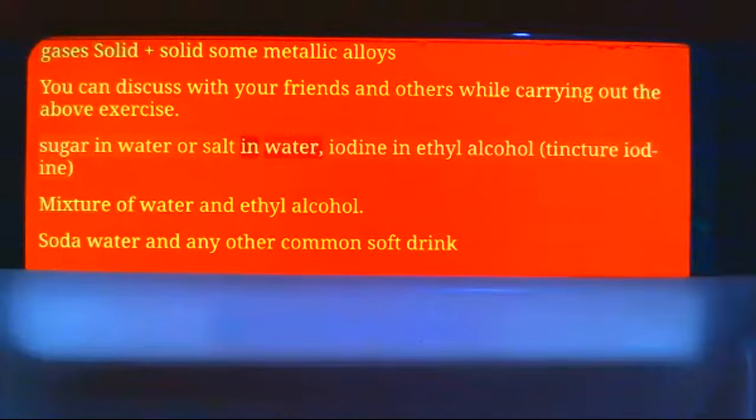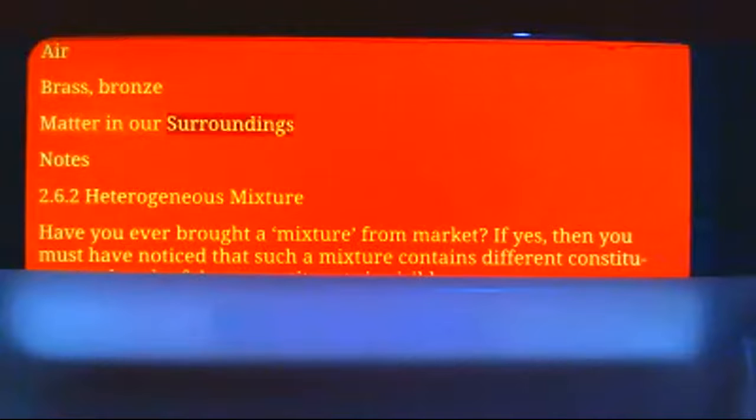Sugar in water or salt in water. Iodine and ethyl alcohol, tincture of iodine. A mixture of water and ethyl alcohol. Soda water and any other common examples of matter in our surroundings.